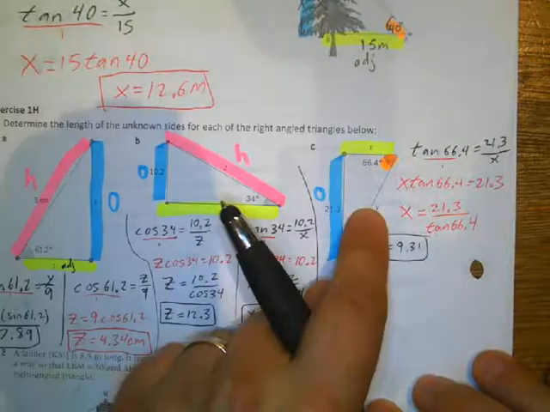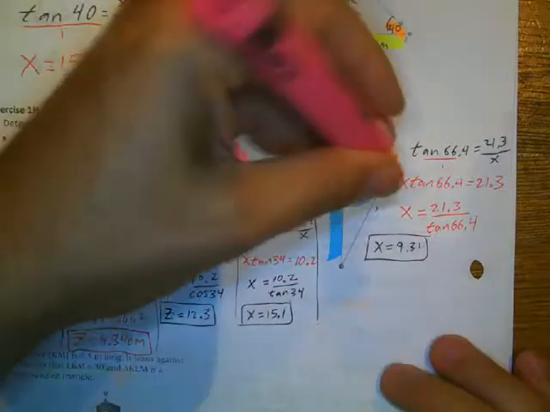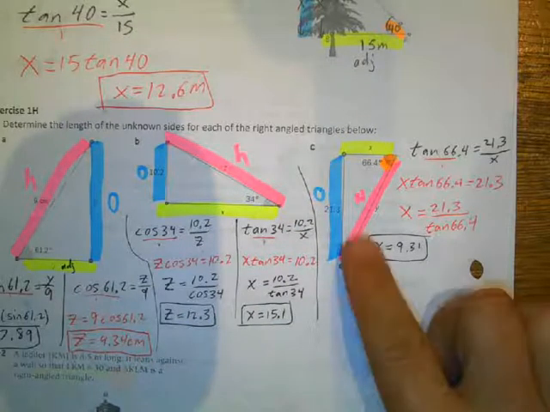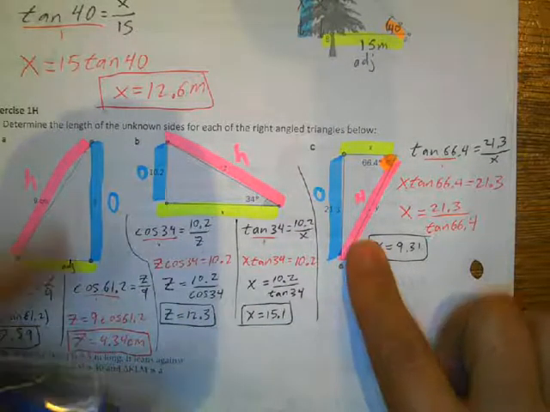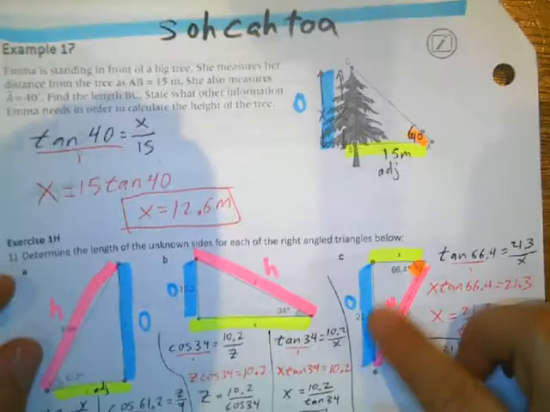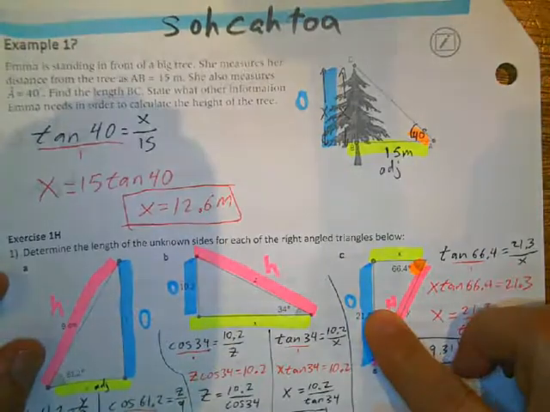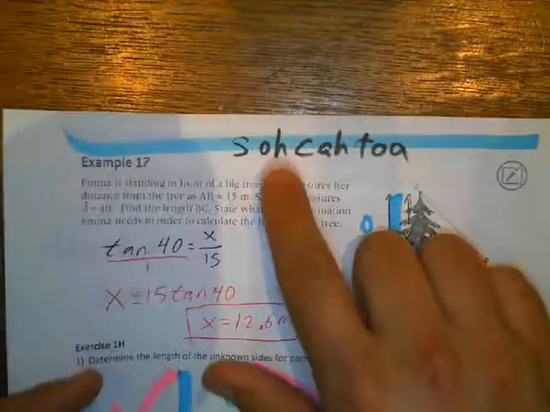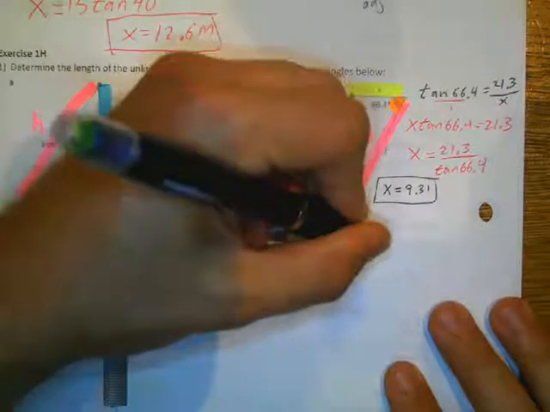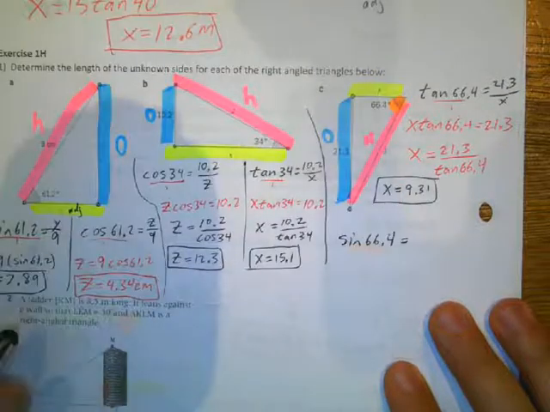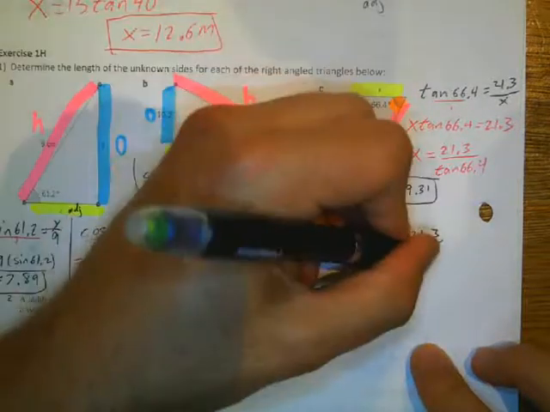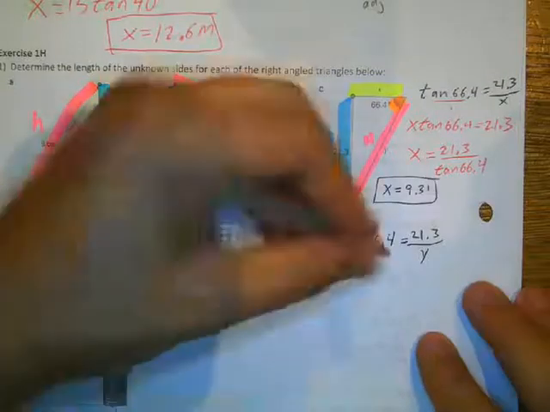Alright, so now let's solve for y. Y is the hypotenuse. So if I've got the hypotenuse, we can use sine or cosine, depending on what we want to use. But we've got the opposite here. Let's just go with that. If I use opposite and hypotenuse, I'm going to use sine. So I'm going to say sine of 66.4 equals opposite over hypotenuse, 21.3 divided by y.